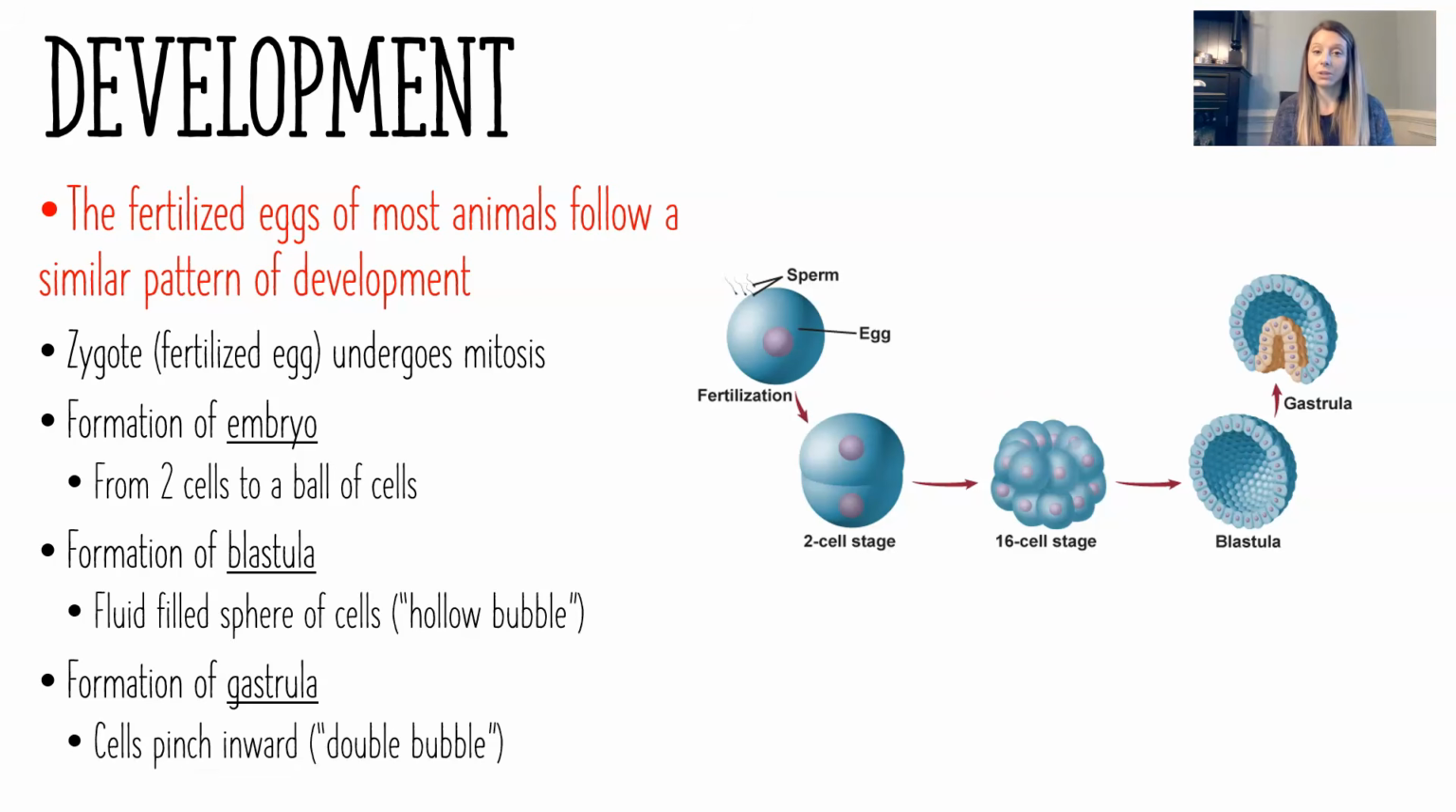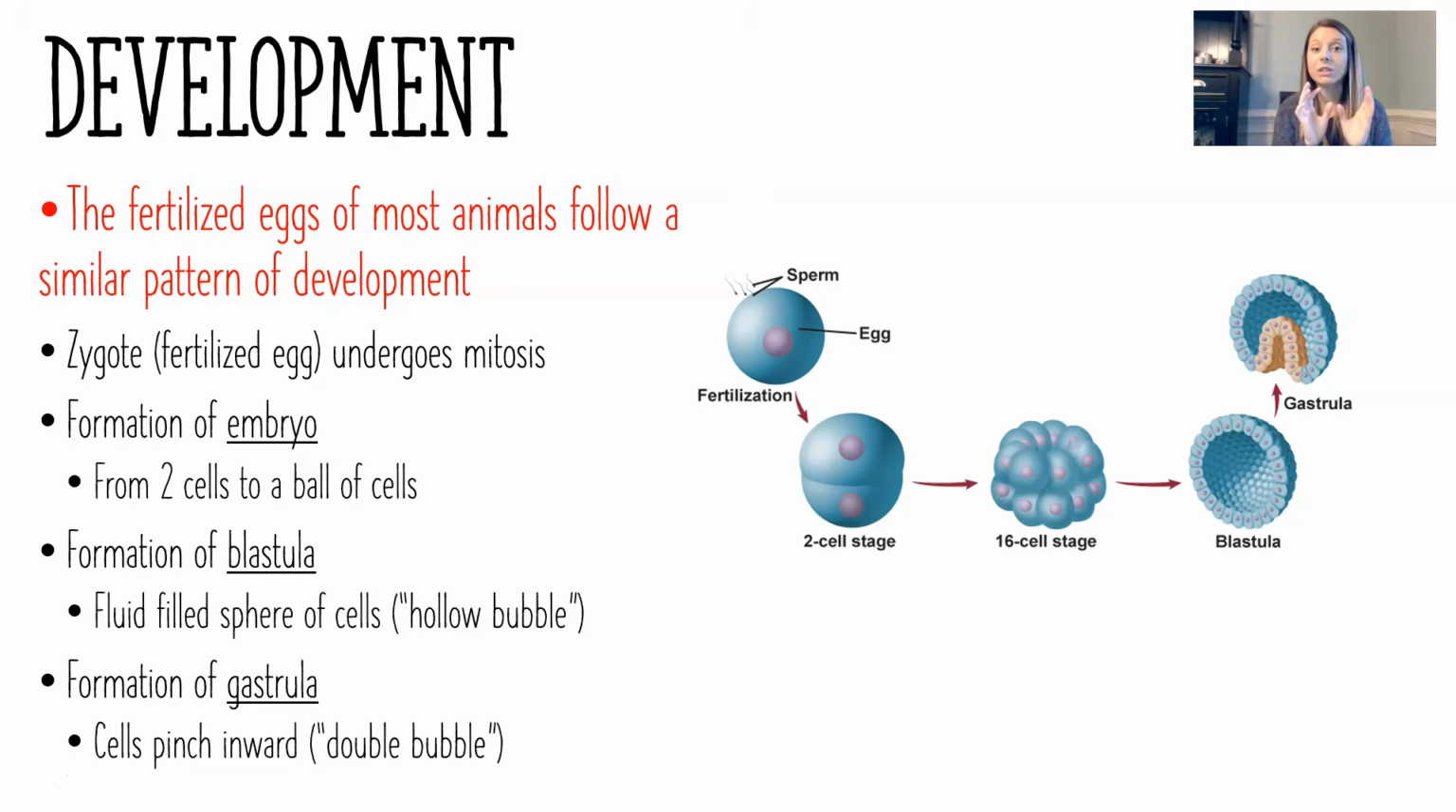Then the embryo, that little cluster of cells, is going to form what we call a blastula. Basically, this is where the ball of cells fills with fluid and becomes almost like a hollow bubble, with cells on the outside and fluid on the inside. That's the blastula stage, like this picture right here. Then, in all animals, the blastula is going to start to pinch in, and that's going to form what we call a gastrula. It forms like a double bubble, a bubble within the bubble.